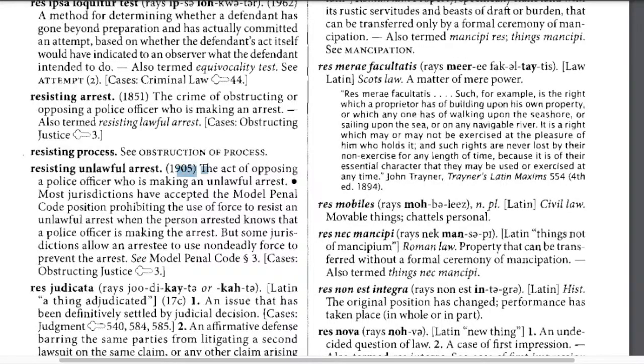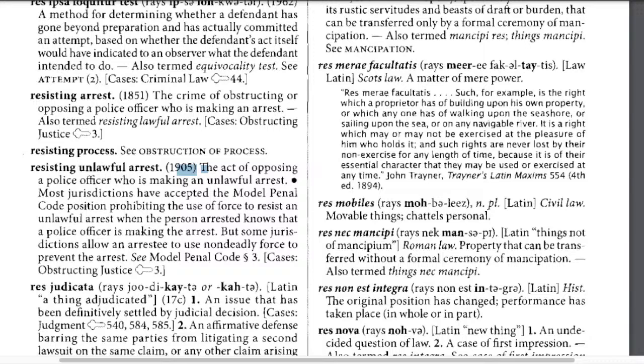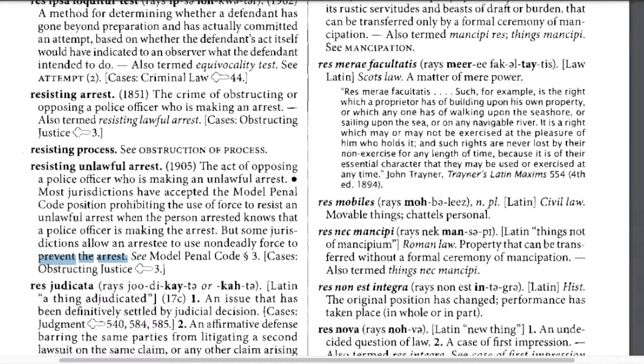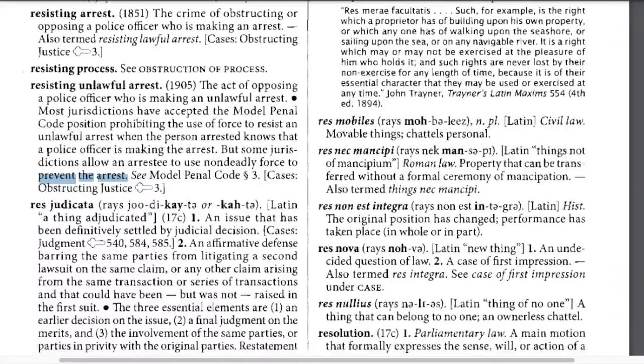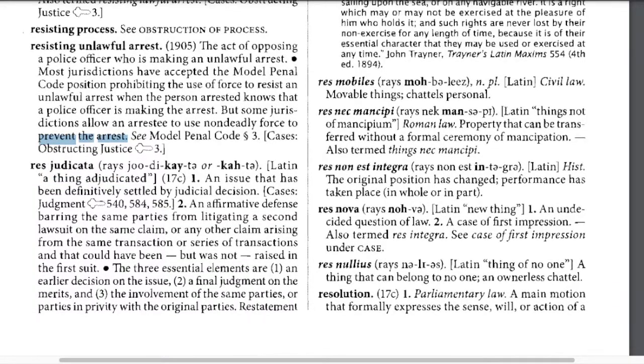Resisting unlawful arrest. The act of opposing a police officer who is making an unlawful arrest. Most jurisdictions have accepted the model penal code position prohibiting the use of force to resist an unlawful arrest when the person arrested knows that a police officer is making the arrest. But some jurisdictions allow an arrestee to use non-deadly force to prevent the arrest. That's interesting. And this is 9th edition. This is pretty current. All right, we're on to res judicata.